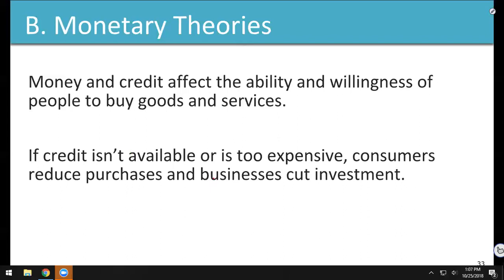If your credit isn't available or your credit is too expensive, with high interest rates, then the amount that we're going to buy is going to be reduced. But if interest rates are going down and it's easier for us to borrow, we'll spend more.